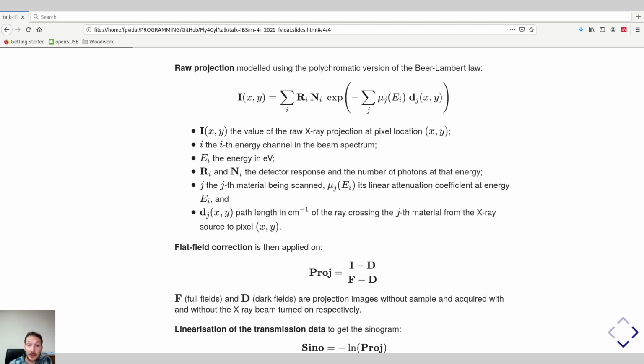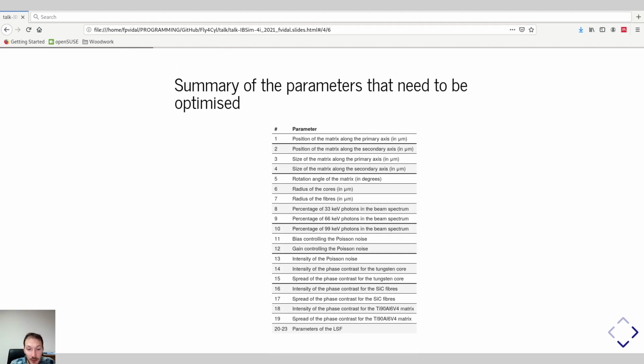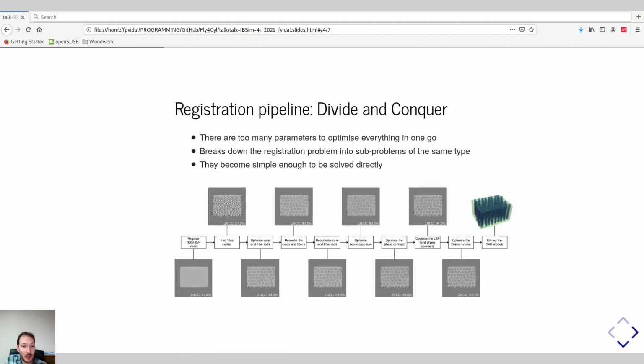But consider that we're dealing with CT data, so we have the flat field correction applied, and we can also linearize the transmission data to provide sinograms. So the Beer-Lambert law, as I said, we improve it, so we have polychromatism, phase, impulse response of the detector, and we also added the Poisson noise. In total, we have 24 parameters that need tuning by the optimization algorithm. It'd be a bit too much to do in one go.